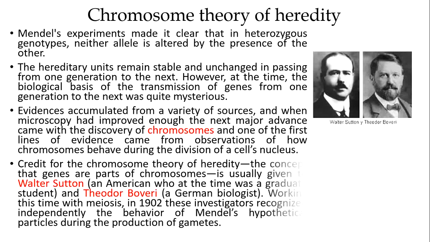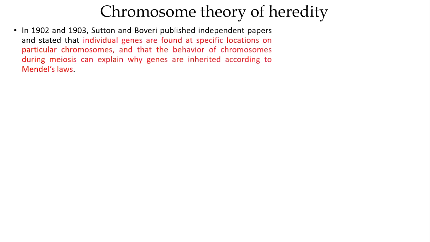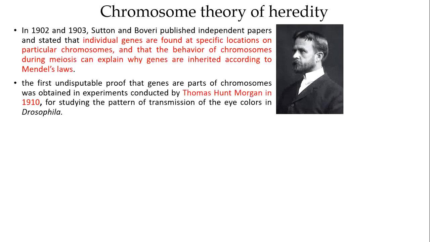Credit for the chromosome theory of heredity, the concept that genes are parts of chromosomes, is usually given to Walter Sutton and Theodore Boveri. Working this time with meiosis, in 1902 these investigators recognized independently the behavior of Mendel's hypothetical particles during the production of gametes. In 1902 and 1903, Sutton and Boveri published independent papers and stated that individual genes are found at specific locations on a particular chromosome, and that the behavior of chromosomes during meiosis can explain why genes are inherited according to Mendel's laws.